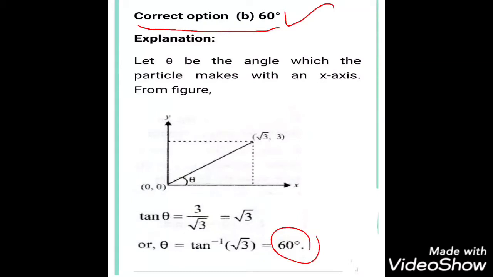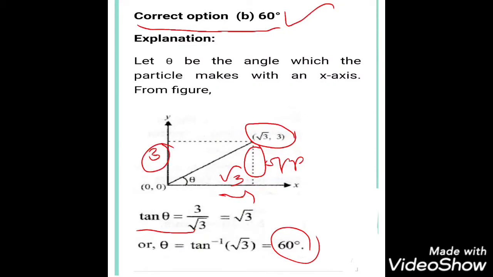Here, on the x-axis it covers root 3, and on the y-axis it covers 3. So this is the point (root 3, 3). If you make a triangle and want to find the slope, tan theta is the opposite side by the adjacent side. The opposite side is 3 and the adjacent side is root 3. So 3 by root 3 gives tan theta equal to root 3. So theta is equal to tan inverse of root 3, which is nothing but 60 degrees.